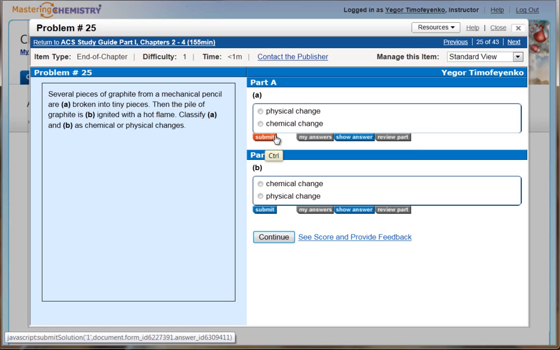Let's solve this problem. Several pieces, so it's problem number 25, several pieces of graphite from a mechanical pencil are broken into tiny pieces. So they're broken, we don't have transformation of a chemical, therefore it's a physical change in part A. Then the pile of graphite is ignited with a hot flame. Burning anything is a chemical change. So it's physical and chemical.